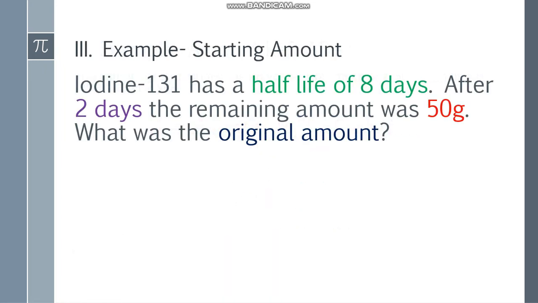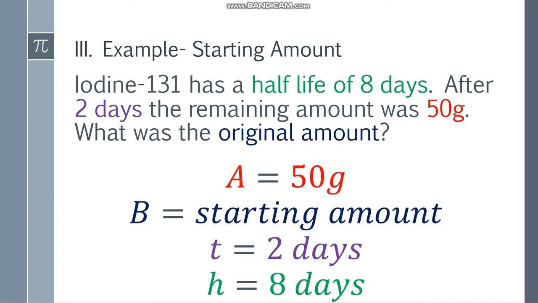What if we are asked to find the starting amount? Iodine 131 has a half-life of 8 days. After 2 days, the remaining amount was 50 grams. What was the original amount? So let's place the givens. A is equal to 50 grams. B will be the starting amount. T will be 2 days and H will be 8 days.